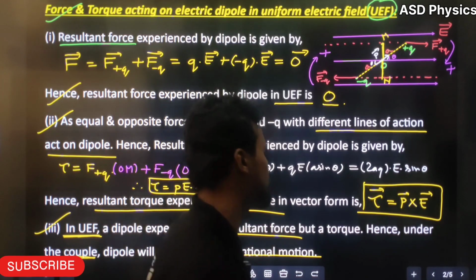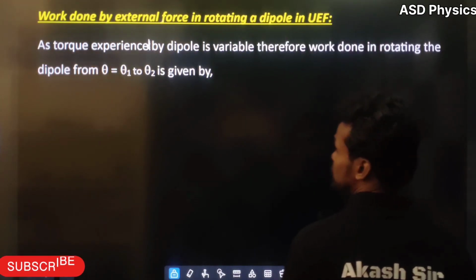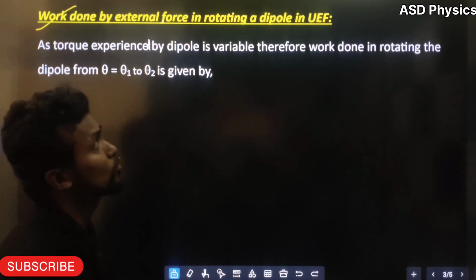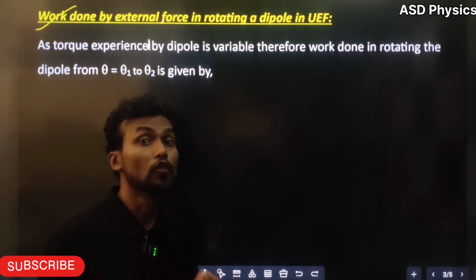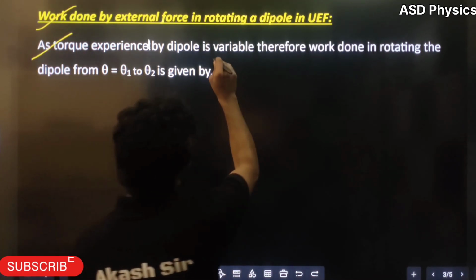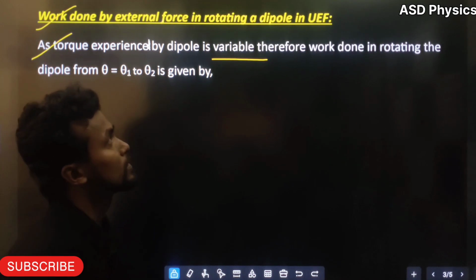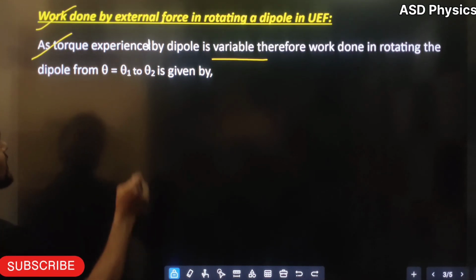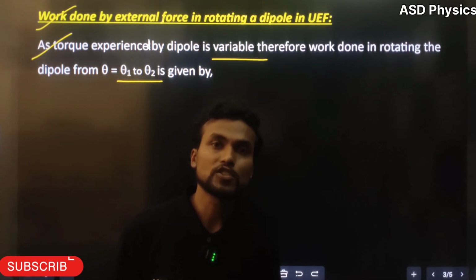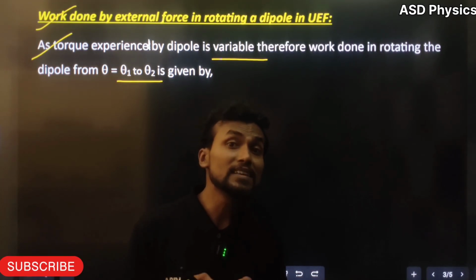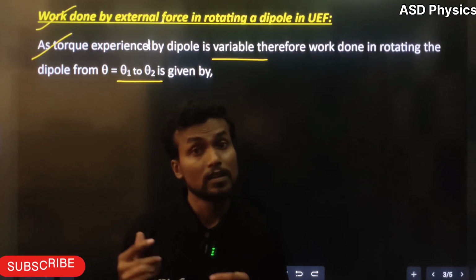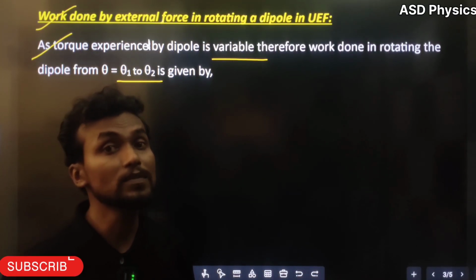In all the situations we have to analyze the situation, students. Next one please, here please. Work done by external force in rotating a dipole in uniform electric field, okay. So see here please, as the torque experienced by the dipole is variable, therefore the work done in rotating the dipole from theta 1 to theta 2 is given by. Why variable torque, students? Because the torque formula is PE sin theta, and when the dipole rotates, angle theta will also change, no? So here the torque will become variable.